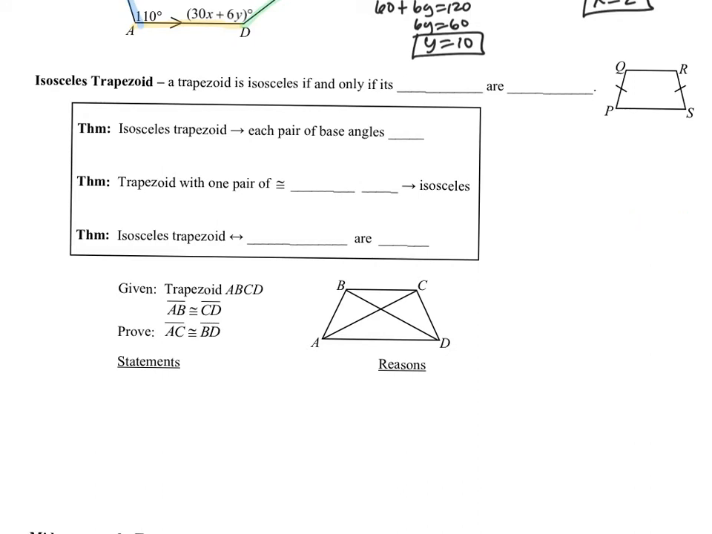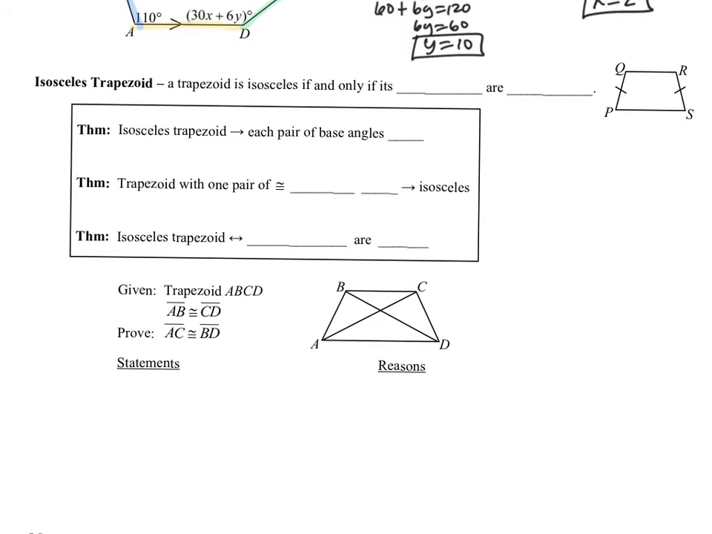So the definition says a trapezoid is isosceles if and only if its legs, those are the non-parallel sides, are congruent. So you can see here in this diagram we have a trapezoid. Well, you know what we need to label on this trapezoid? Let's go ahead and mark these bases parallel so we know for sure it's a trapezoid. Now, if we have a trapezoid with congruent legs, we would call that trapezoid an isosceles trapezoid.